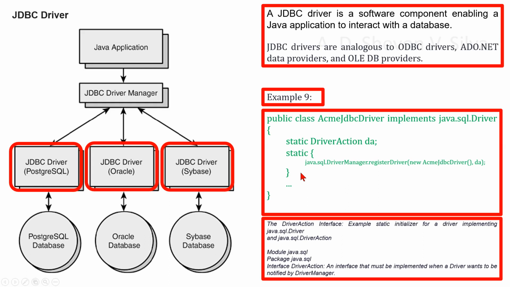The JDBC driver's static initializer block must call DriverManager.registerDriver with the java.sql.Driver, and then the java.sql.DriverAction, in order to inform the DriverManager which DriverAction implementation to call when the JDBC driver is deregistered. Here the example is a static initializer for a driver implementing java.sql.Driver and java.sql.DriverAction.